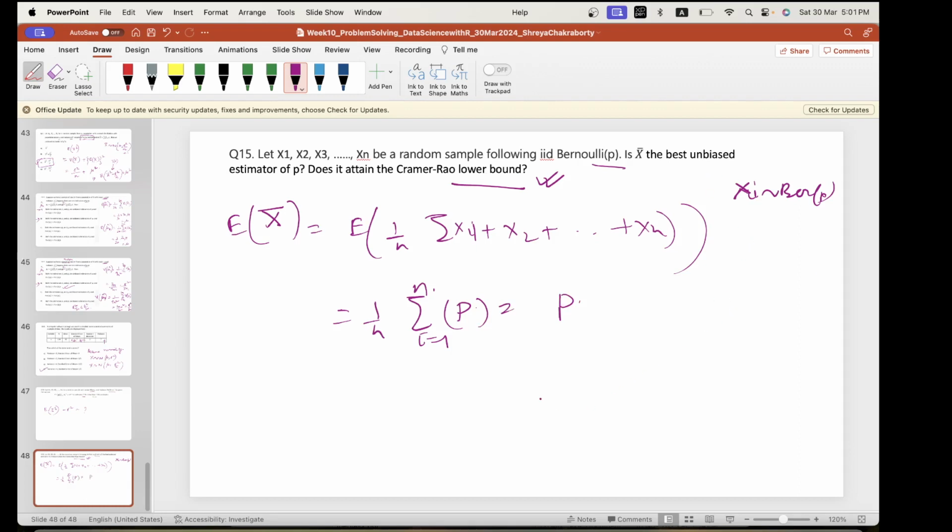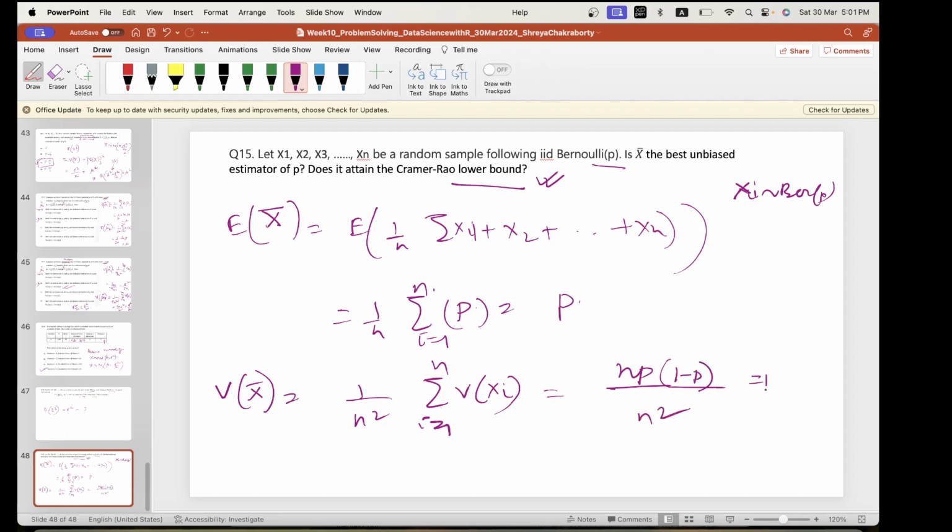That is okay. Now variance of x bar is how much? Variance of x bar is 1 by n square summation variance of xi, i equal to 1 to n, because it's a random sample and it's independent. So this will be np into 1 minus p by n square. So it will be p into 1 minus p by n.